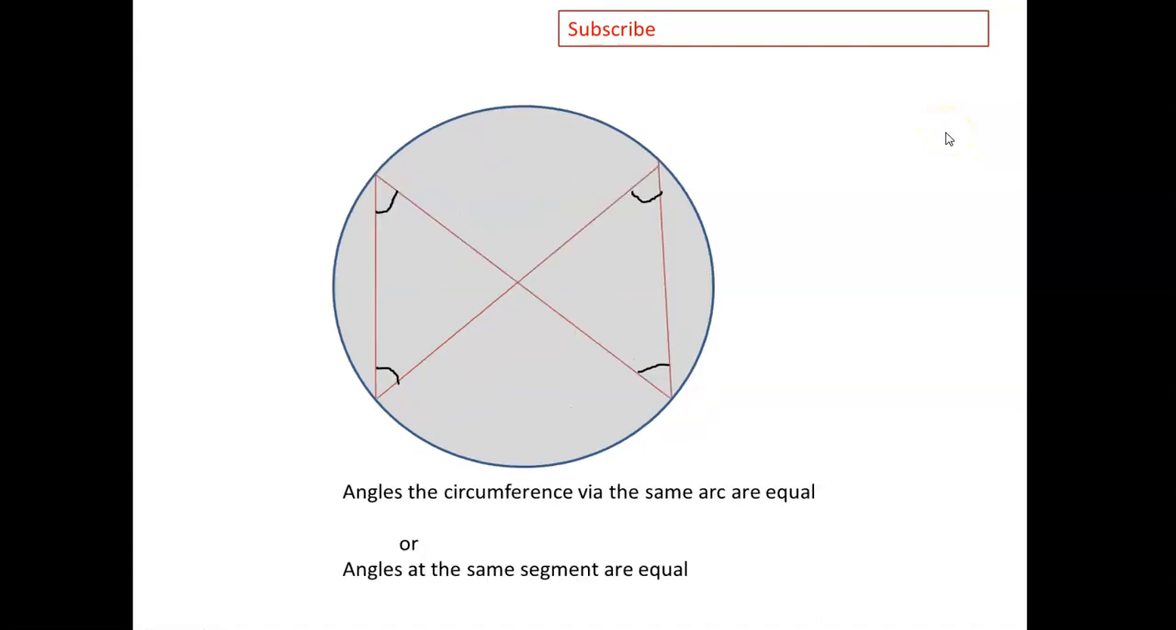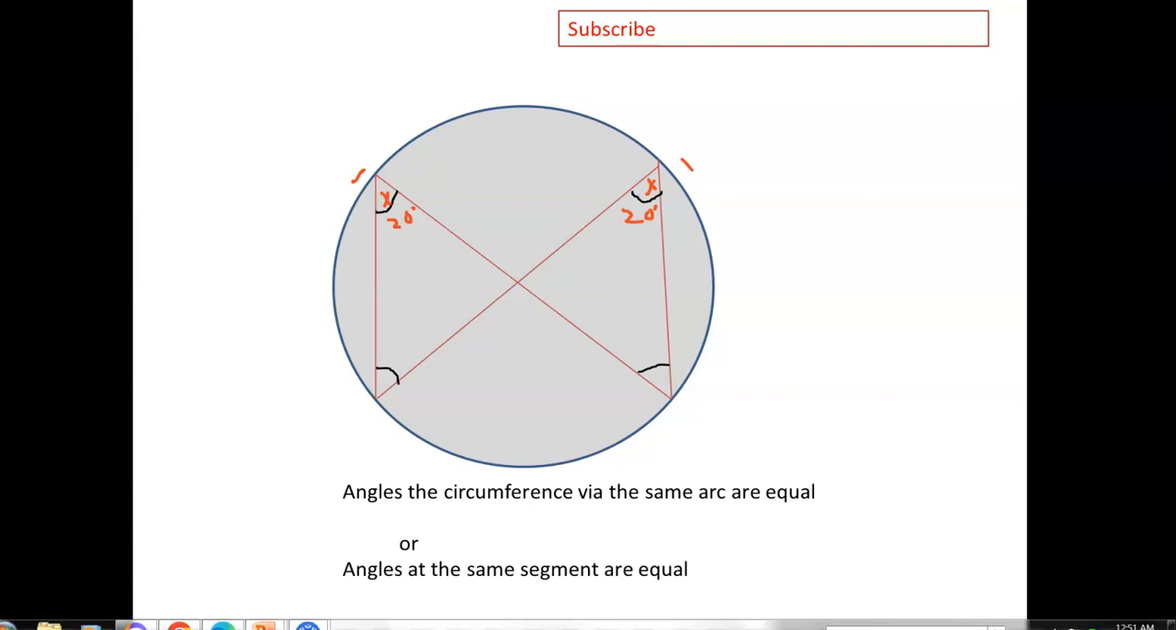And then let's quickly go to the bow tie one. In this one, remember this will be the arc. If you've got angles which are forming at the circumference on the same arc, those angles must be equal to each other. Meaning if this one is 20 degrees, that one must also be 20 degrees because they're on the same arc. Or you can say angles at the same segment are equal to each other.